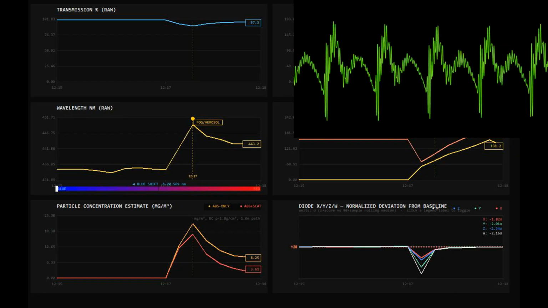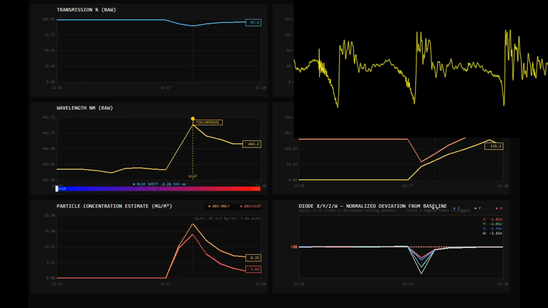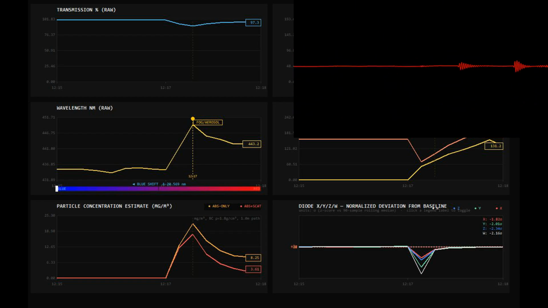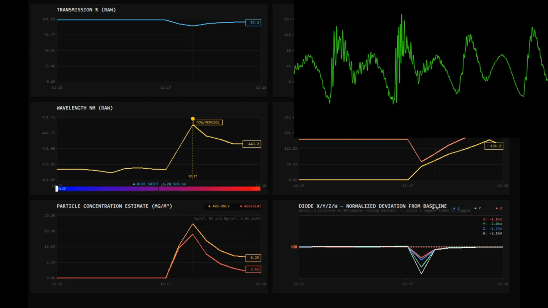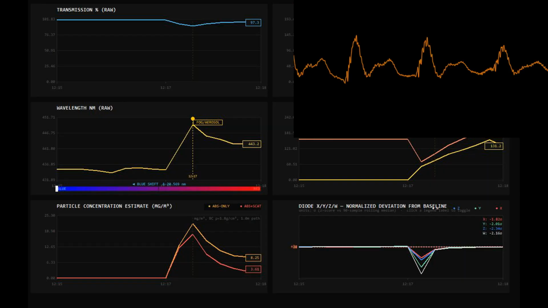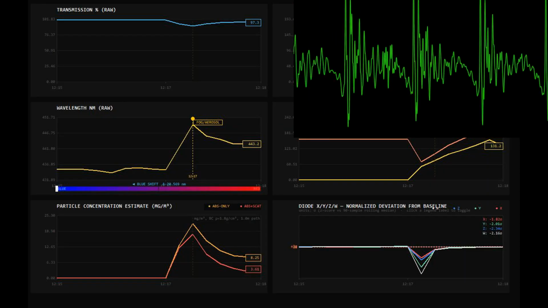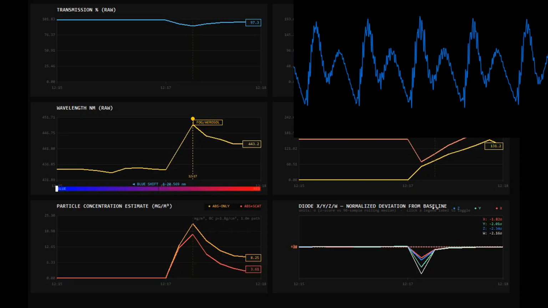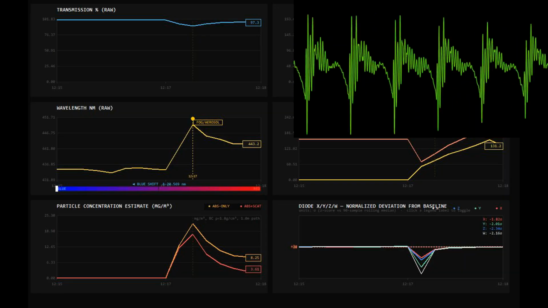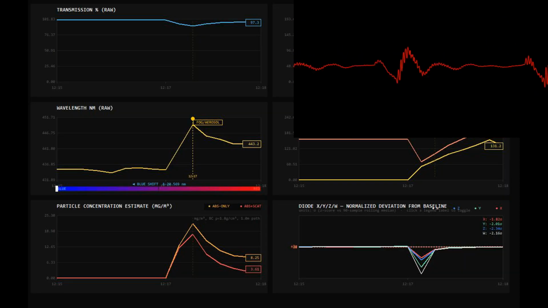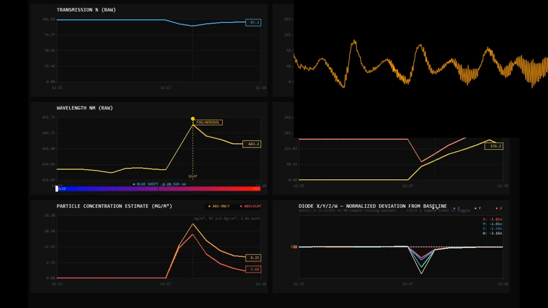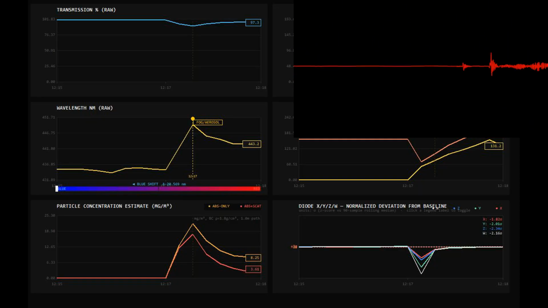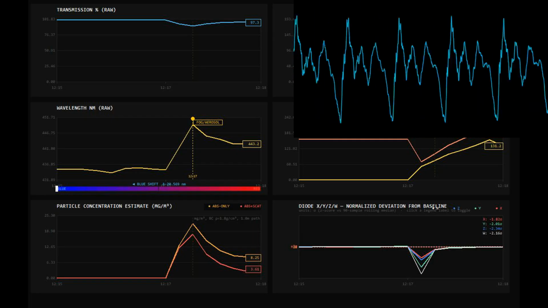We definitely see a decline in our transmission, so a little bit of opacity in the upper left chart. We see a rise in our wavelength. We see a rise in our particle size range up to 177, and we see a rise and a decline in our concentration. We also see the diodes deflecting at different rates. So this is all very good information.